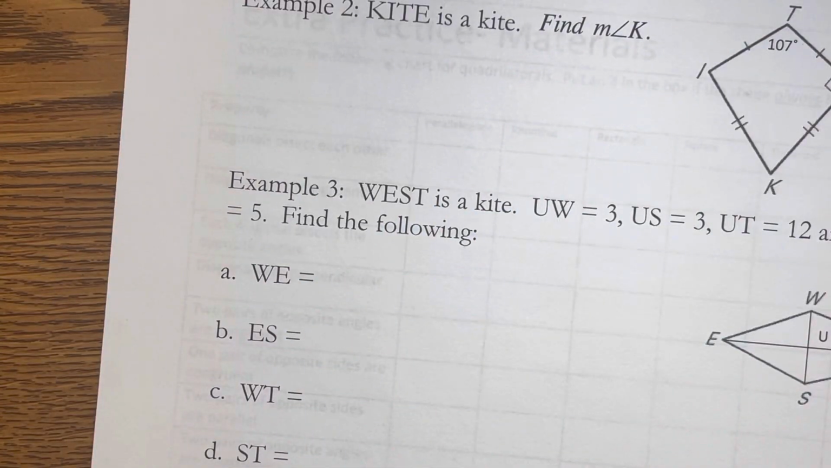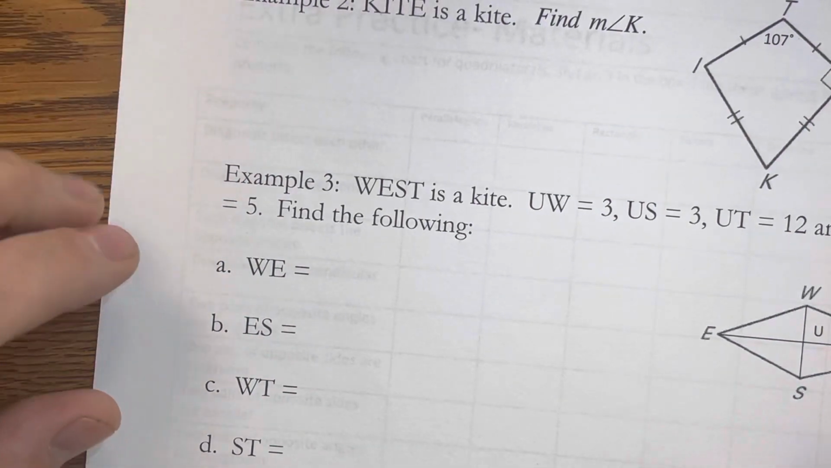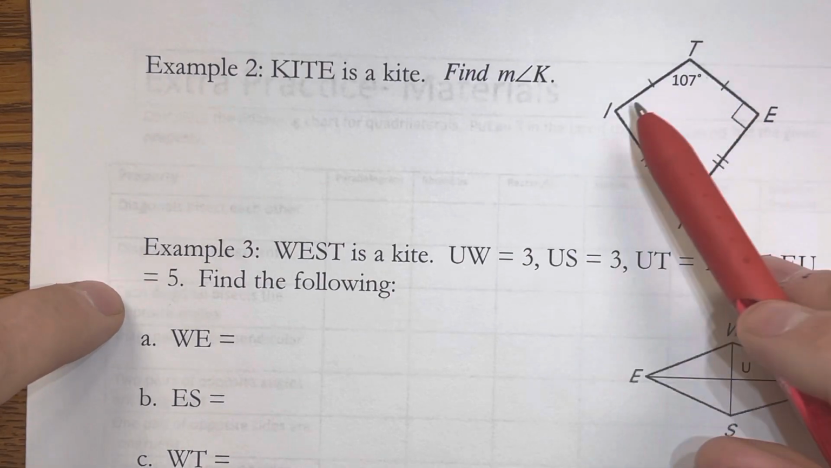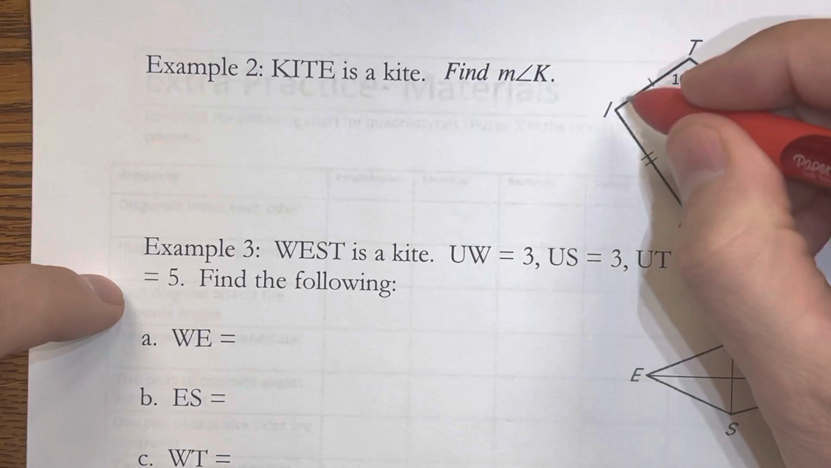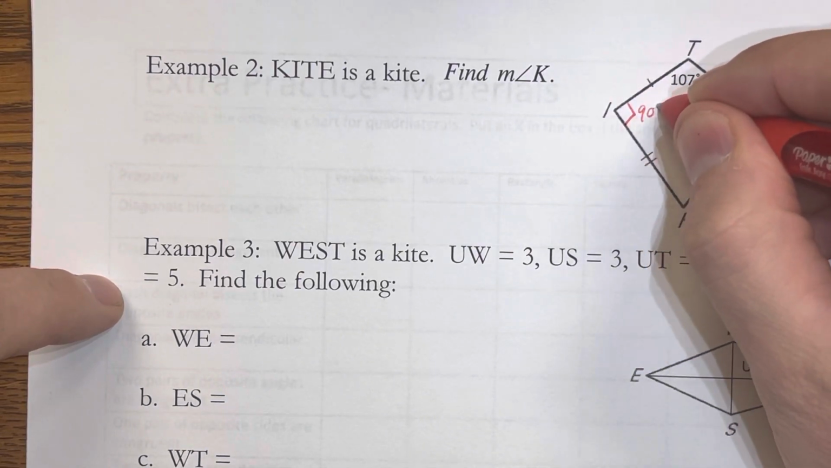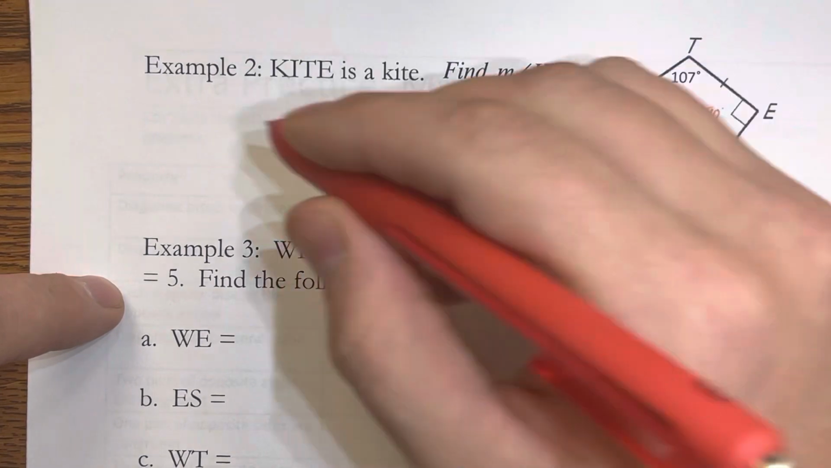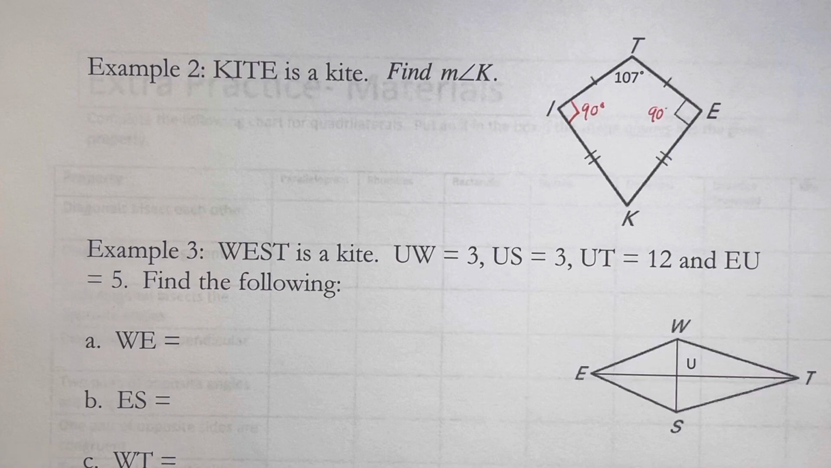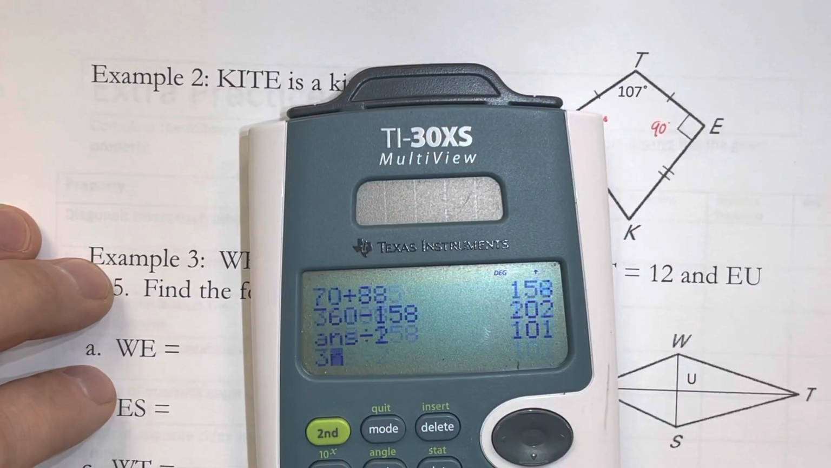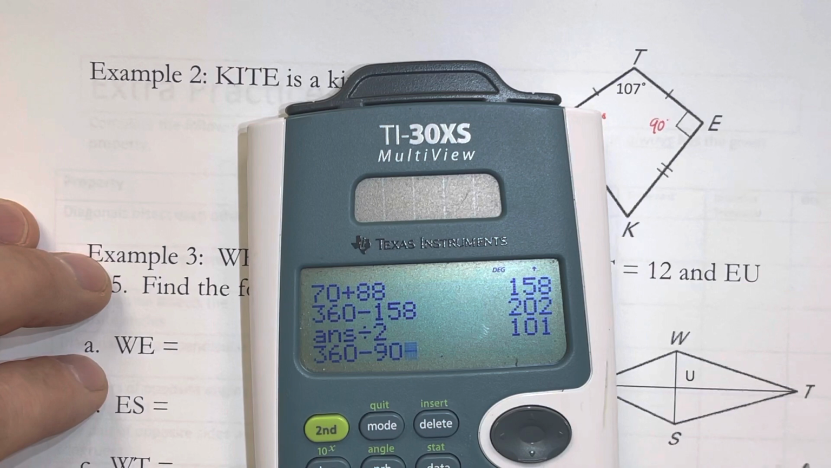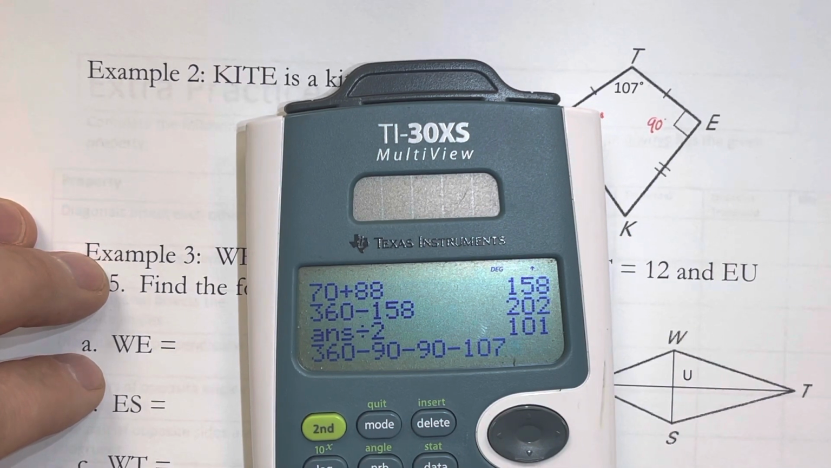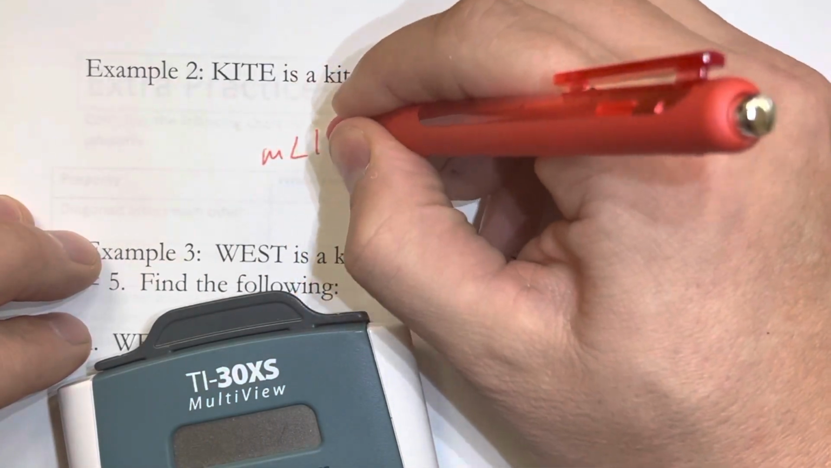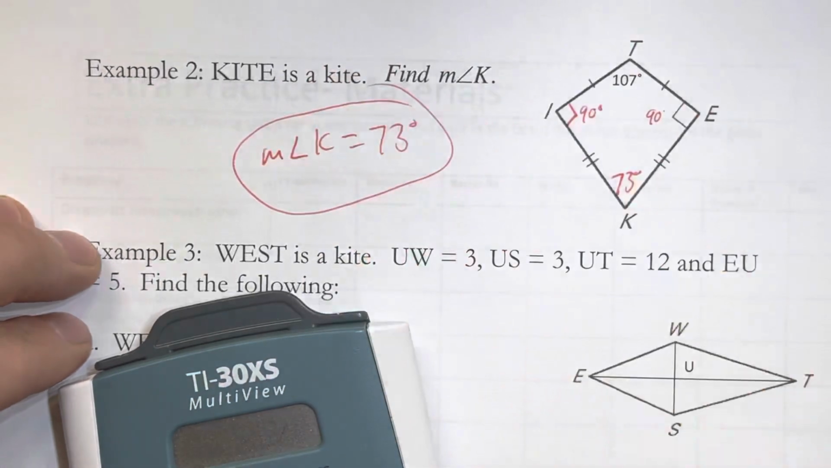Next example, looking for angle K. We have to see which pair of angles is congruent for this kite. In between the two non-congruent sides, E and I have to be the same size, so they're both 90. To find K, I have to subtract from 360. Again, it's a four-sided figure, so all four angles add up to 360. I'm just going to use a calculator for this one. 360 minus 90 minus 90 minus 107, and I get 73. So the measure of angle K is 73 degrees.